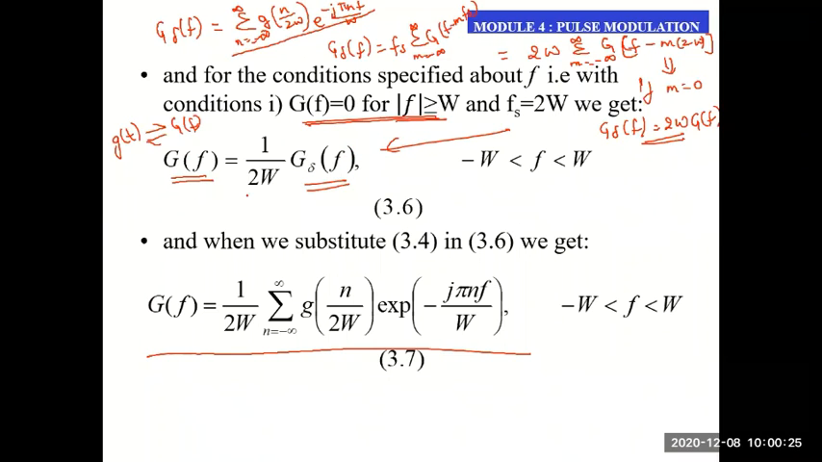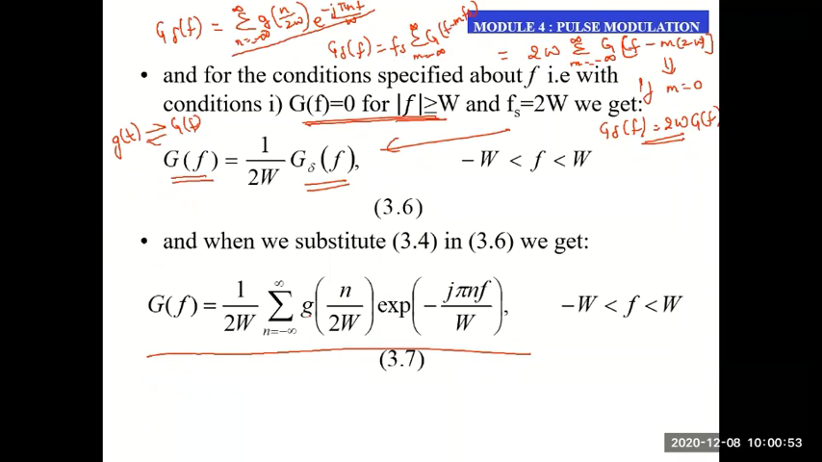Here, using the strict band limiting property, we get an expression telling that G of f can be written in terms of G delta of f divided by 2W. And from that we already have an expression for G delta of f in terms of g of n by 2W and all that. When we substitute that, this is known as the discrete time Fourier transform.